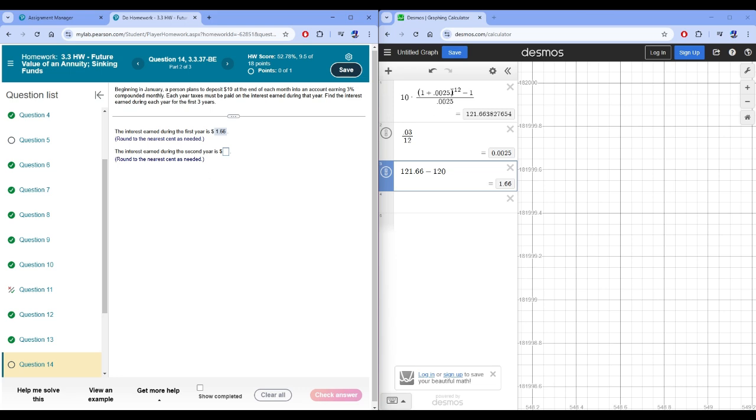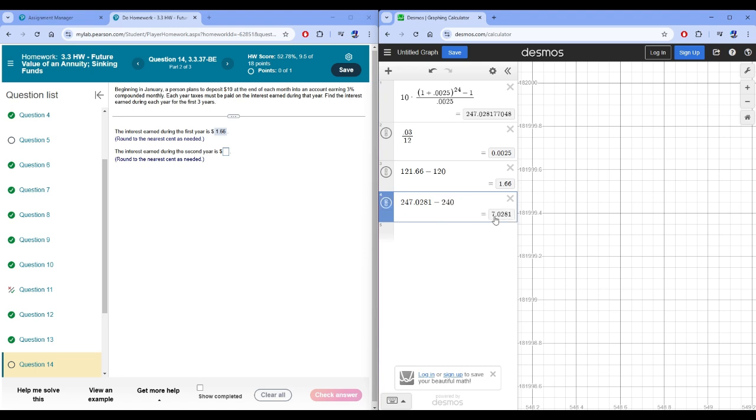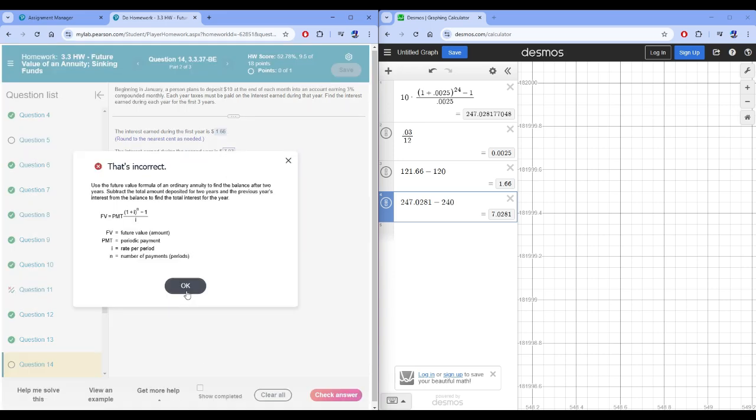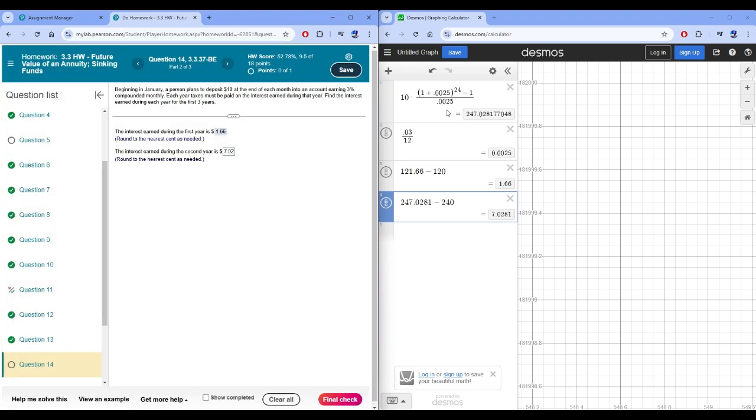The interest during the second year, so now that's going to be raised to the 24, which means that I would have $247 in my account. 247.03, right? Minus 2 years of payments. That's 24 payments. That would have been $240. So I would have had $7.03. $7.02. $10, 24.